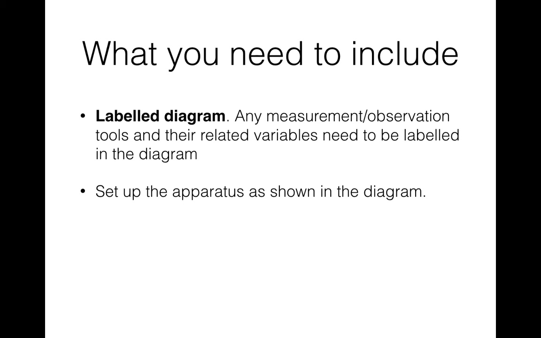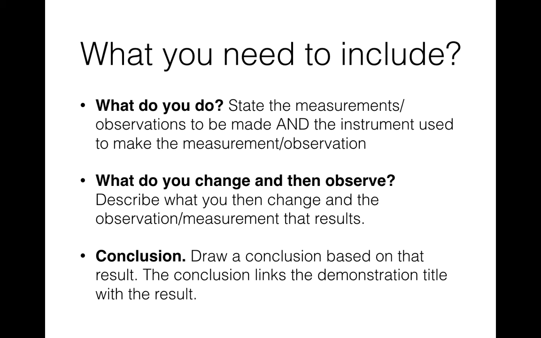Okay, first sentence then, after you draw the labelled diagram: set up the apparatus as shown in the diagram, above, to the right, to the left, below, wherever you've drawn that diagram. And then we're into the bones of the write-up. So what you do, you need to state the measurements and the observations that you make and the instruments that you need to make the measurements and the observations.